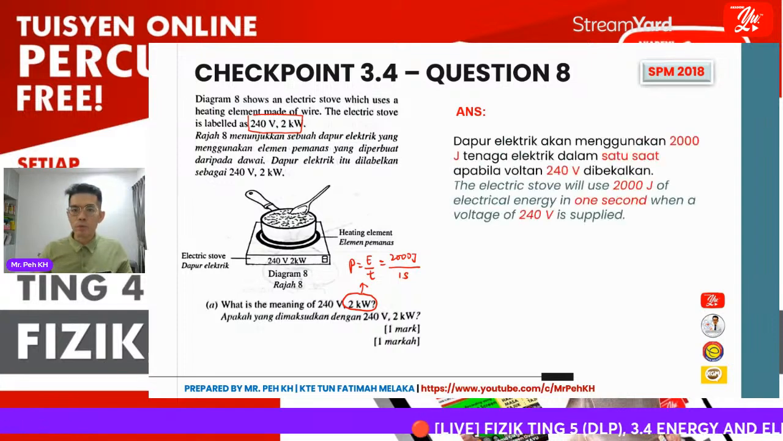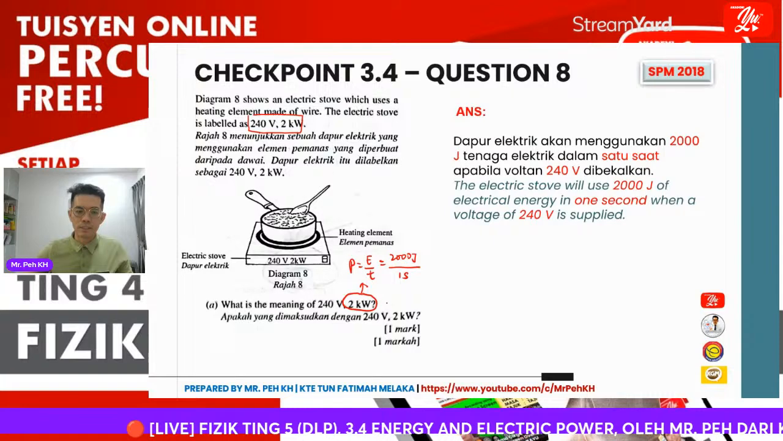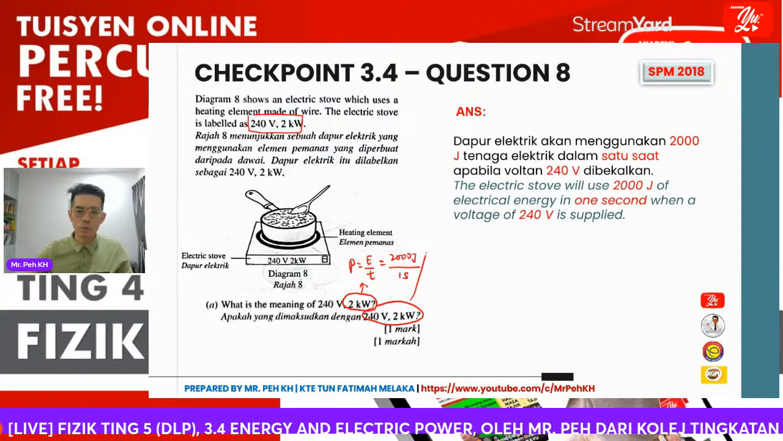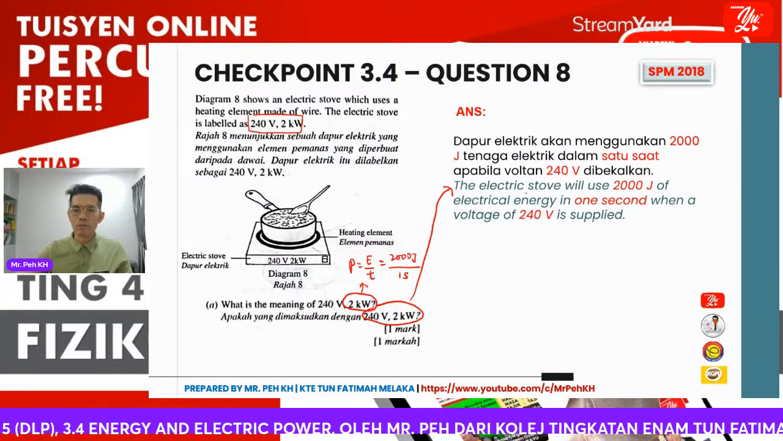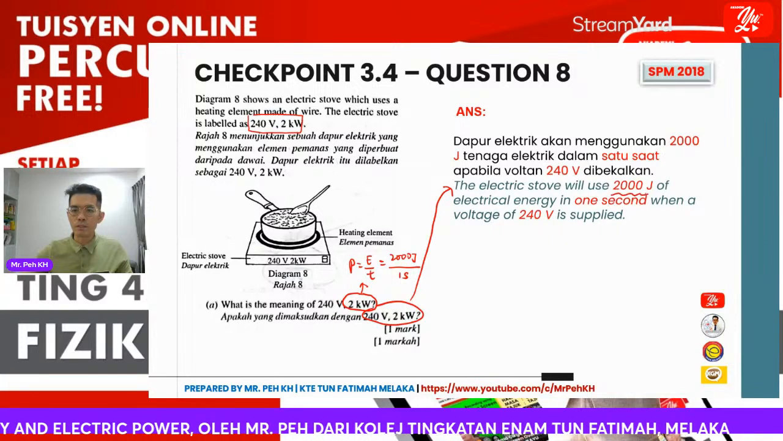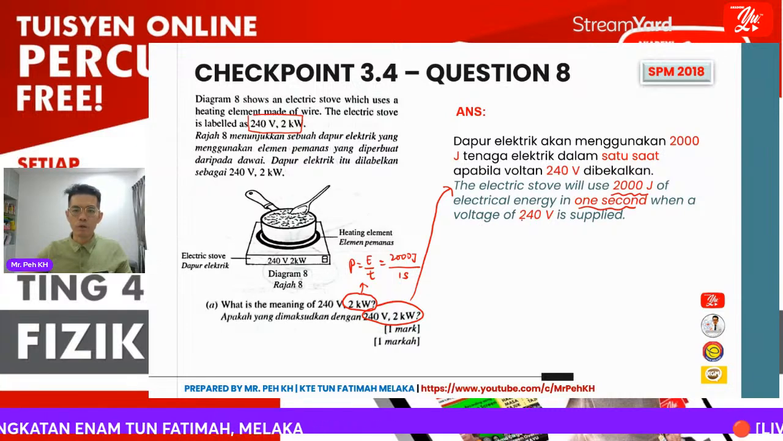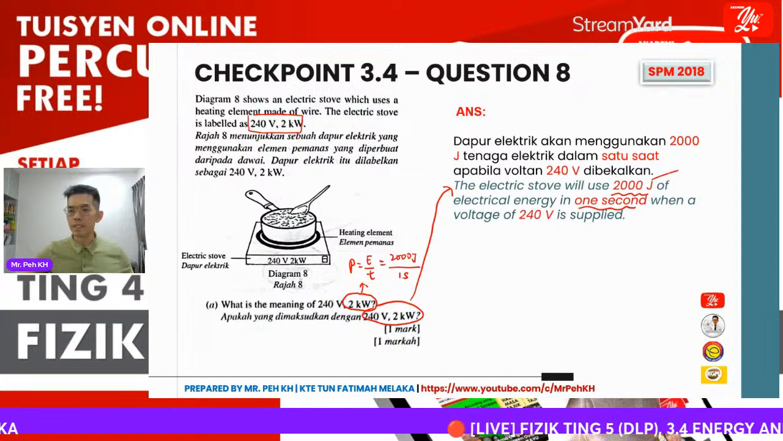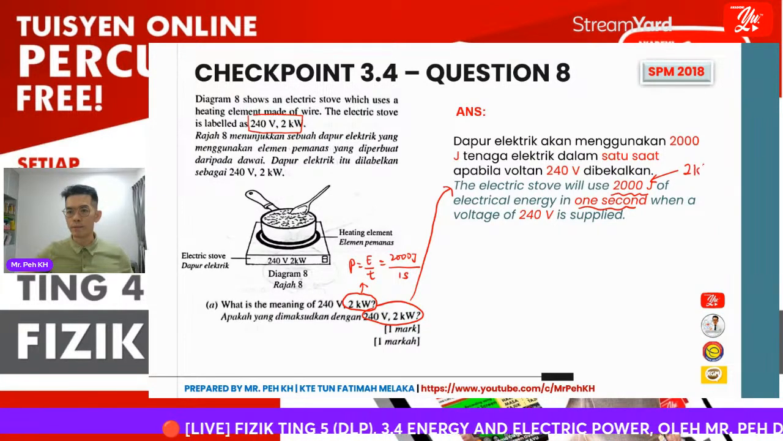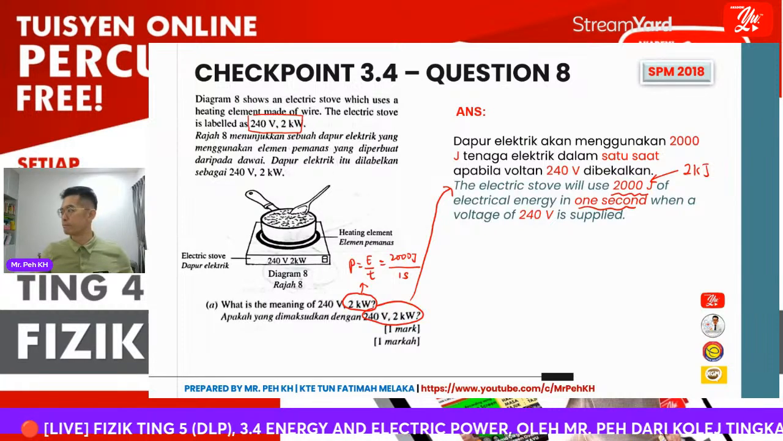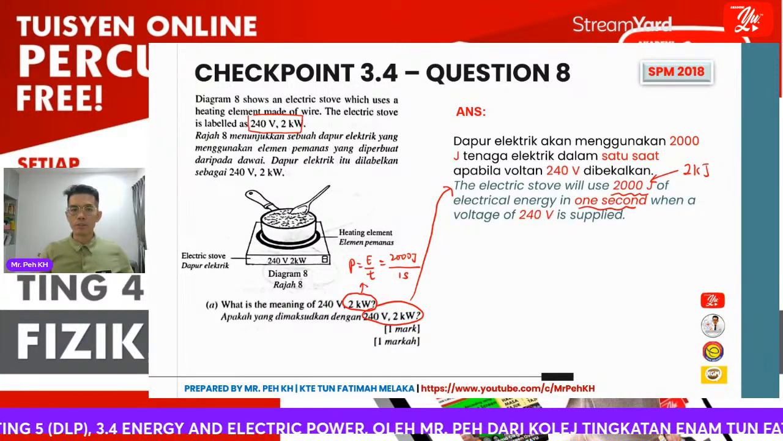Okay, so let us go through the answer here. You have to change the answer from the power rating to this sentence. The electric stove used 2000 joule of electrical energy in 1 second when a voltage of 240 volt is supplied. You can maintain your answer of 2000 joule, or 2 kilojoule is considered also the same. And so this will be the first mark.